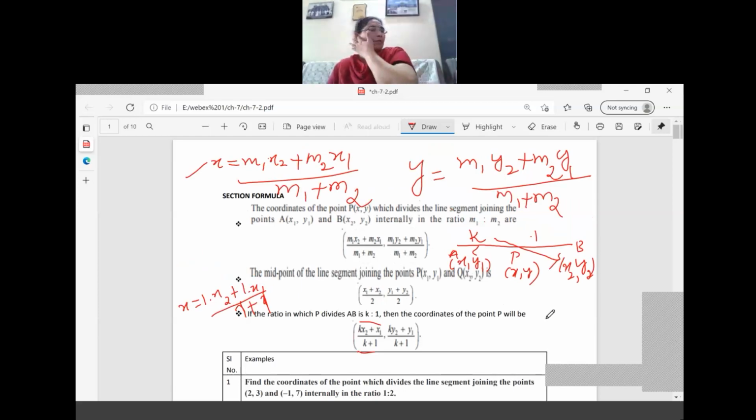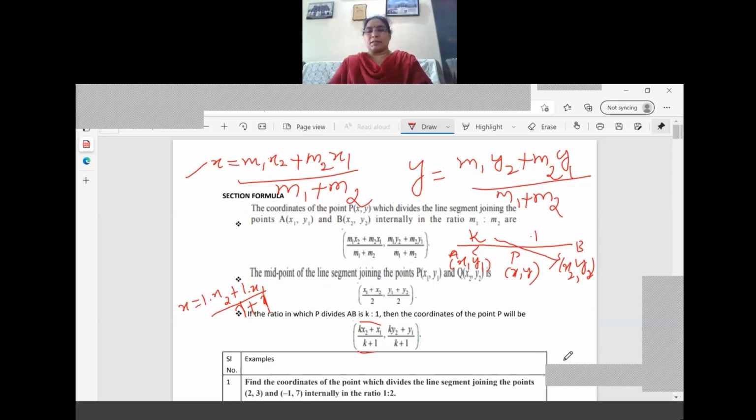Just a revision we are going to do here. What is the x value here? x = (m1x2 + m2x1) divided by (m1 + m2). This is when P is the internal division of the line segment AB, where the two endpoints of AB are given.